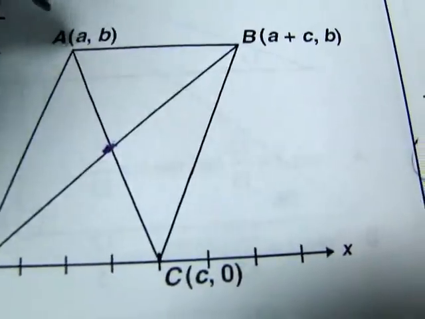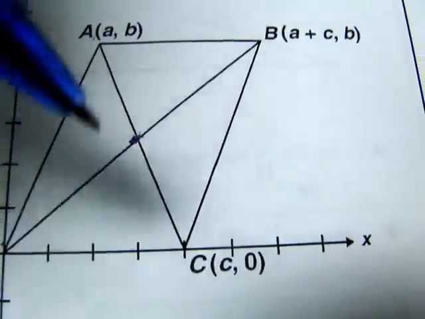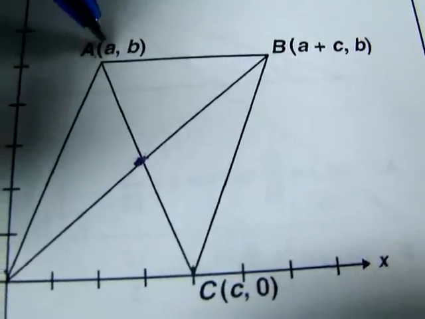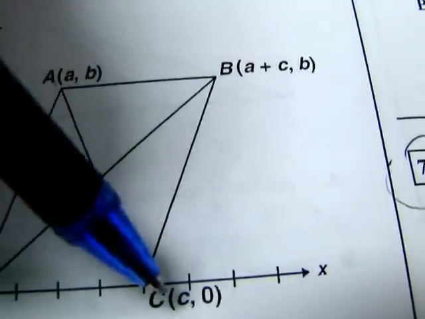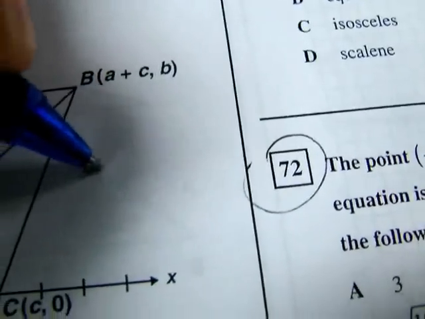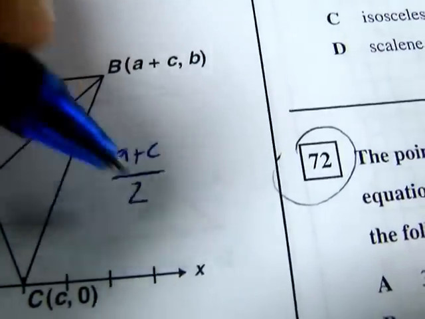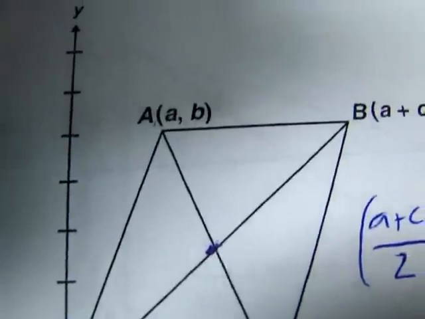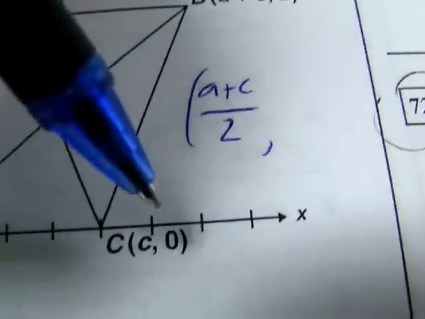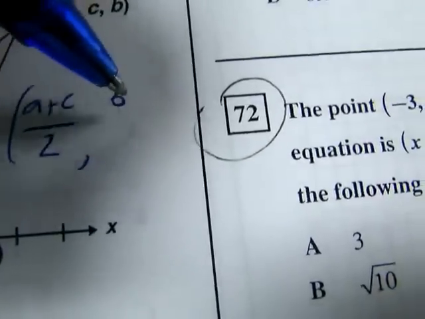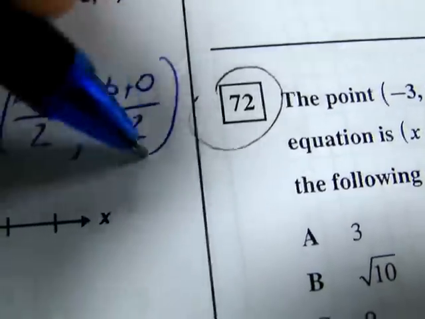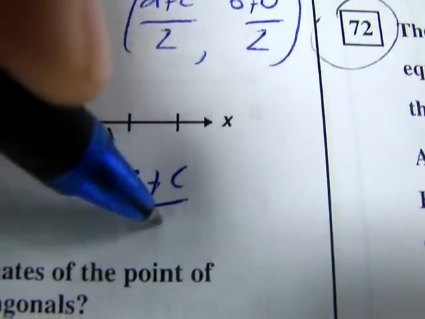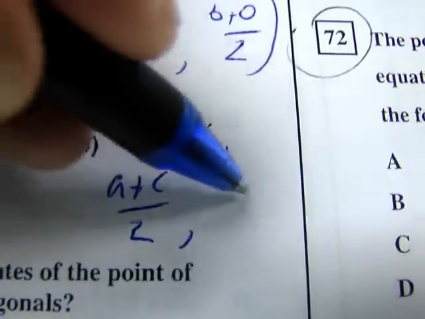I'm going to choose to do the midpoint of AC, just because. So the x value for A is A, and the x value for C is C. So it's going to be A plus C divided by 2. That's going to be the x value for the center. The y value for A is B, and the y value for C is 0. So it's going to be B plus 0 divided by 2. That becomes A plus C over 2, comma, B over 2.